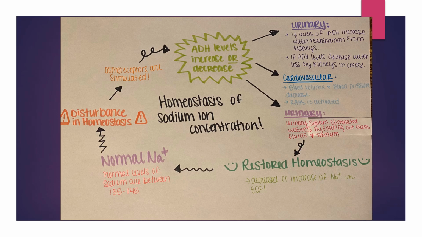The cardiovascular system once more decreases the blood volume and blood pressure, and our urinary system tries to eliminate the excess water and store more sodium whenever we see this happen, thus restoring homeostasis once more with the increase of sodium in the ECF, and that normal 135 to 145 sodium range has then began to be achieved. Higher sodium levels is called hypernatremia, whereas lower sodium levels is called hyponatremia.